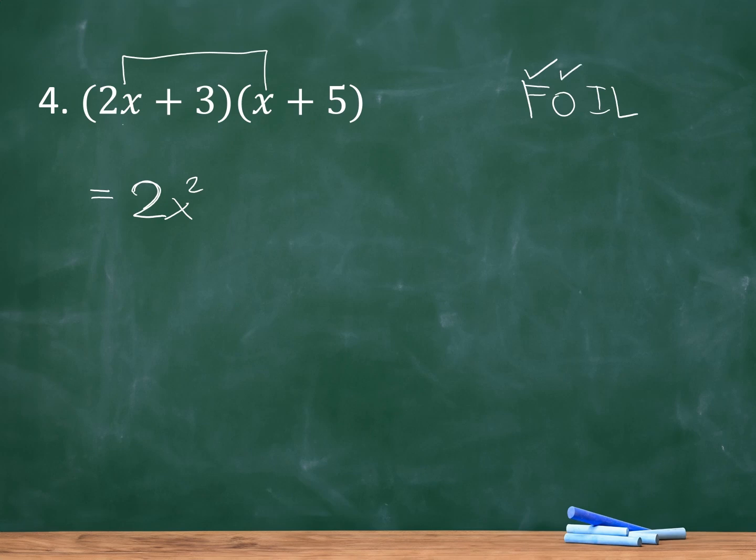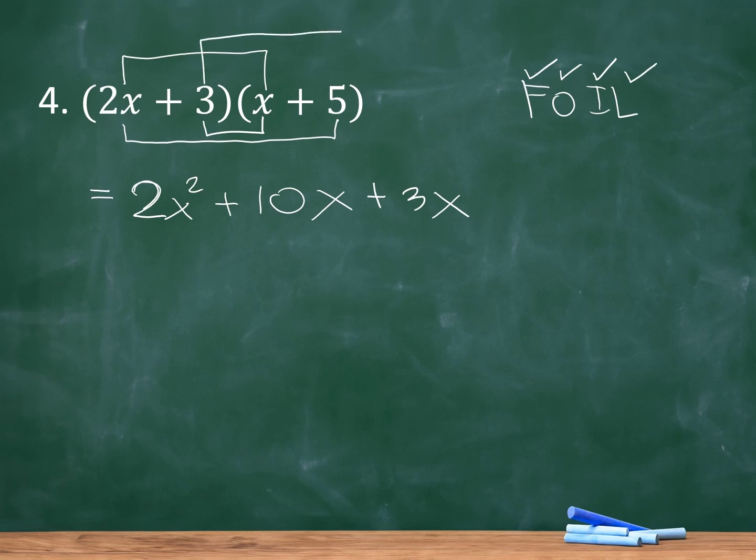O means outer. So we will multiply the outer terms, 2x times positive 5. It's positive 10x. I means inner, so we will multiply the inner terms, positive 3 times x, that's positive 3x. And then L means last terms, so we will multiply 3 times 5, and that's positive 15.